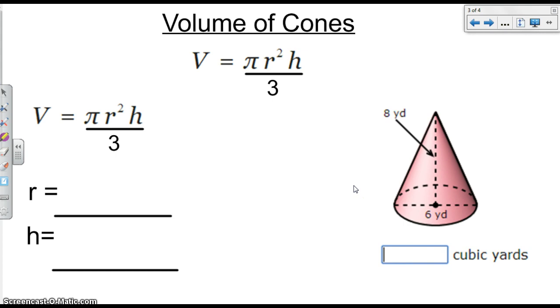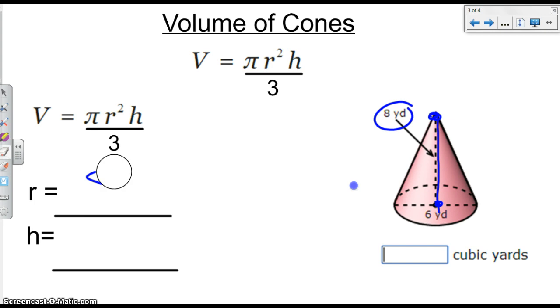Volume of cones. We know that cones are pretty simple. We see all these fancy letters: pi r squared h over 3. Nothing to stress though, because the first one we can always pick out is the height. Look at our diagram. The height clearly is 8. It's 8 yards. So we can label that for h.